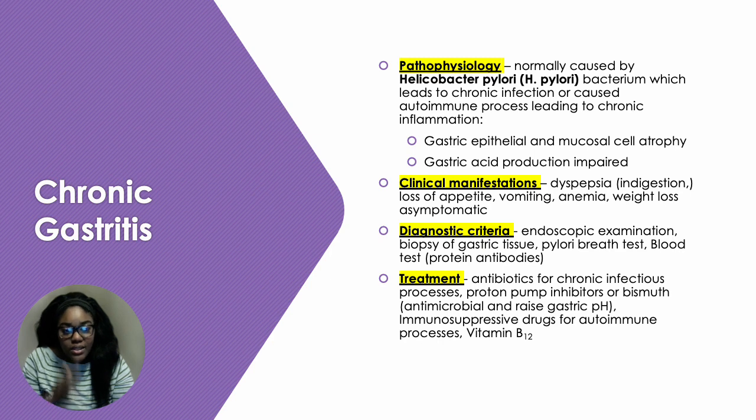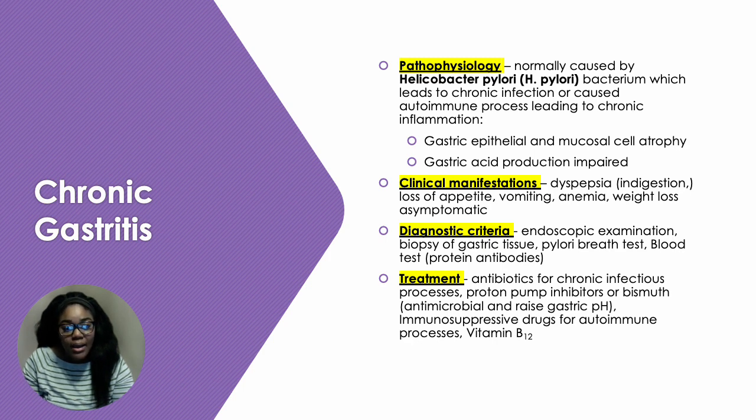It ultimately leads to gastric acid production being impaired in the stomach, and when you don't have the appropriate amount of acid within the stomach, you do have these different clinical manifestations that occur. So again, chronic gastritis is caused by Helicobacter pylori, or H. pylori for short. The clinical manifestations are indigestion or dyspepsia. You have loss of appetite, vomiting, anemia, weight loss, and sometimes it can be asymptomatic if the bacteria has been eradicated enough to not cause a lot of symptoms.